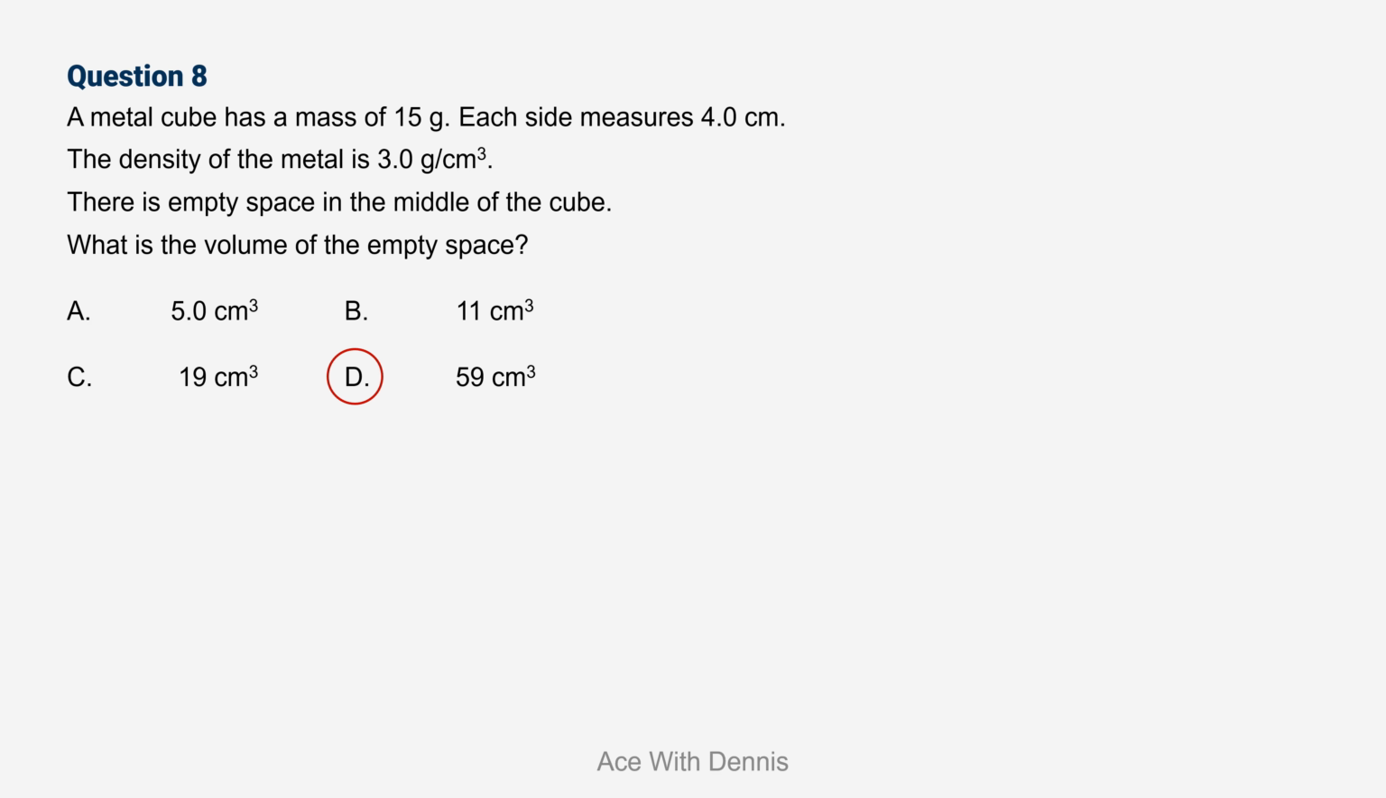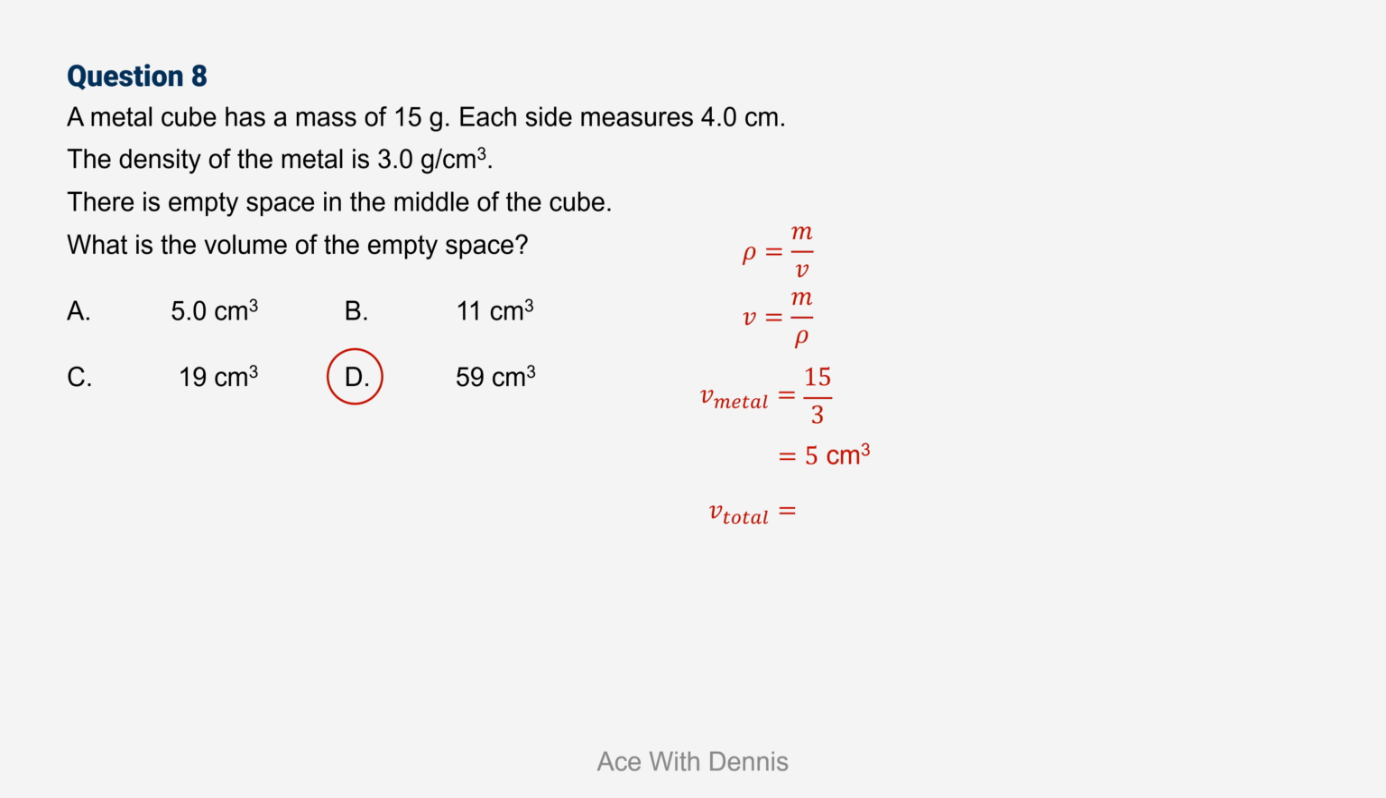The answer is D, 59 centimeters cubed. So here is the calculation. We know that the formula of density rho is equal to the mass m divided by the volume V. So we rearrange this formula to make V the subject, hence V will be equal to the mass m divided by the density rho. Then we can calculate the volume of the metal, which is 15 grams divided by the density 3 grams per centimeter cubed, and we'll get 5 centimeters cubed.